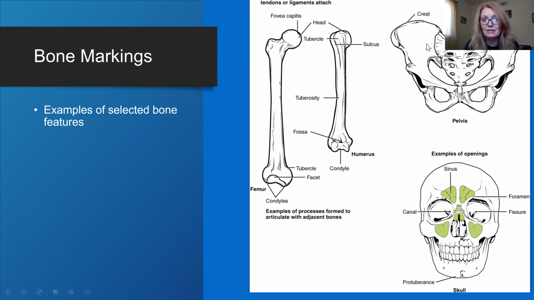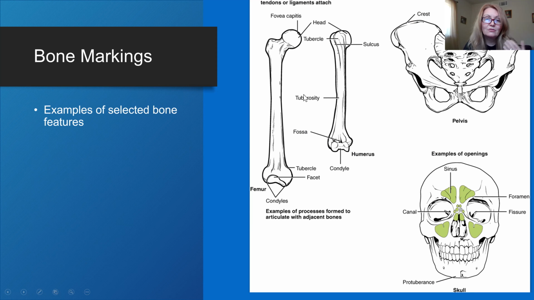Now in your pelvis, you have iliac crest. You have fossa. And here we have, let's say, foramen, or fissure, or protuberance of the skull. Right, so that's what we're going to learn in this class.